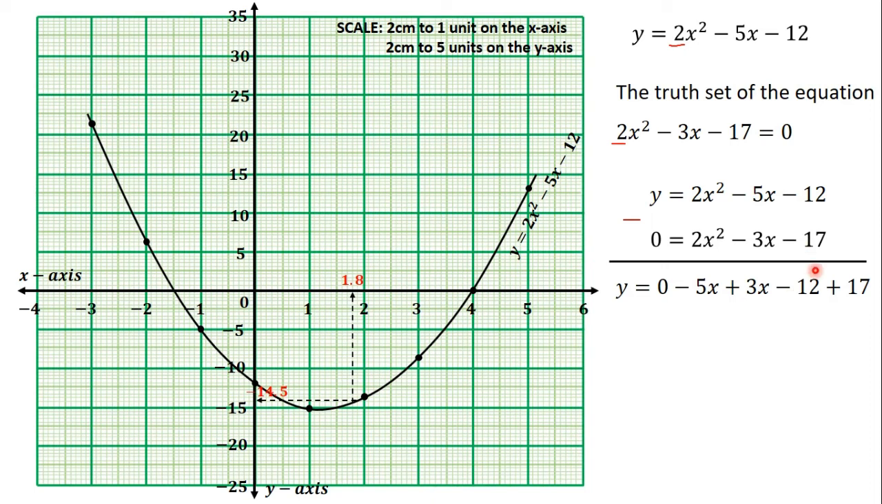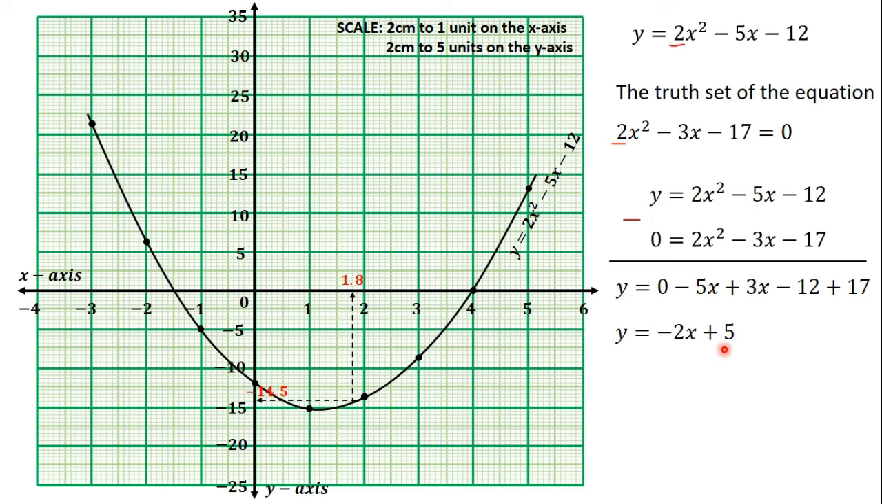Minus 12 minus minus 17 will give us minus 12 plus 17. Minus 5x plus 3x will give us minus 2x. Minus 12 plus 17 will give us 5. So after subtracting the equation from the function, we have a linear function, which is y is equal to minus 2x plus 5.